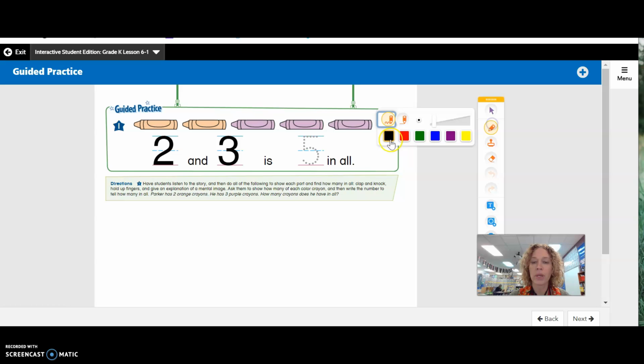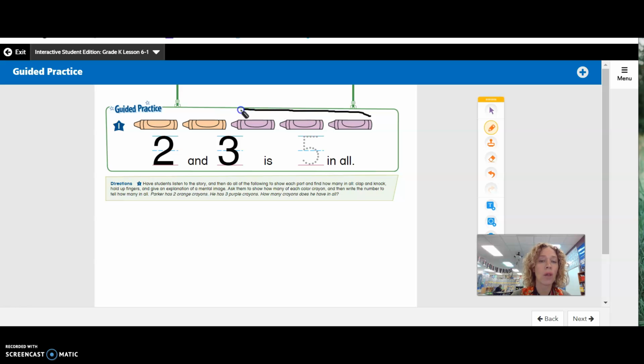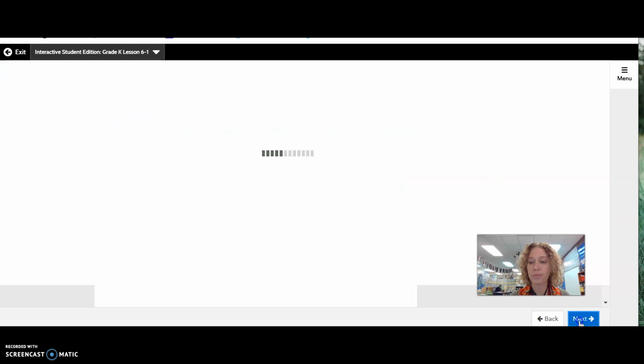How many all together? What I like to do to remind me to count all the crayons is I like to circle all the crayons. So the orange ones and the purple ones. Then I like to count. Okay, let's count and find how many in all. 1, 2, 3, 4, 5. We have 5 crayons all together, so I'm going to make a 5. Little line, little curve, little line across the top. So if you read this, it says 2 and 3 is 5 in all. Great job. Let's continue.